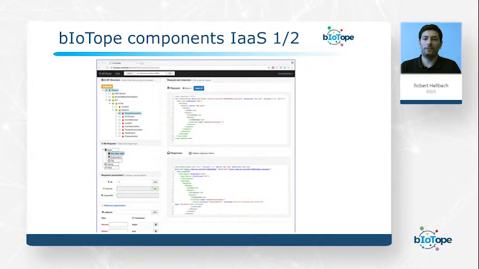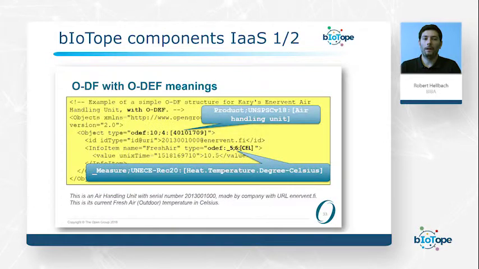Exemplarily, you can see here the web-based user interface to interact with the OMI node. Nevertheless, the node also provides different APIs to access it via other smart devices. The OMI node can hold different objects and their information. Here you can see the ODF representation of an air handling unit with its data fields and machine-readable content.